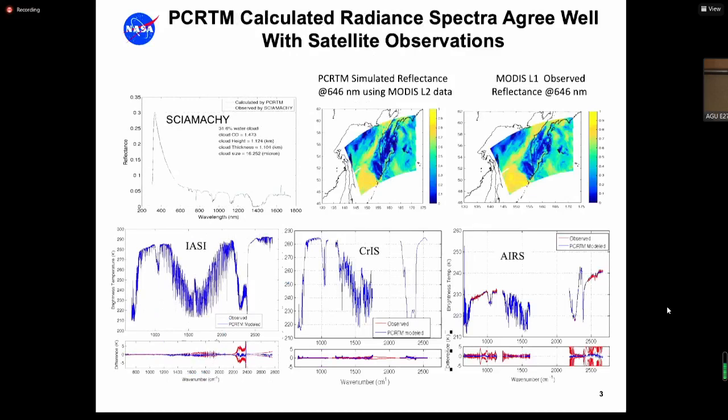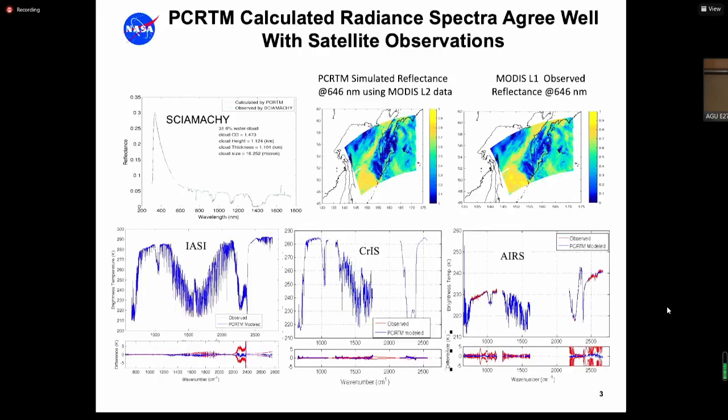Now, I just want to show you some examples of how PCRTM has been applied to many sensors. It includes about dozens of sensors, but I just want to show you the PCRTM calculated TOA reflectance with respect to SCIAMACHY. You can see on the top left they agree with each other very well. And then the other two panels are the simulated PCRTM radiance and the comparison with MODIS.